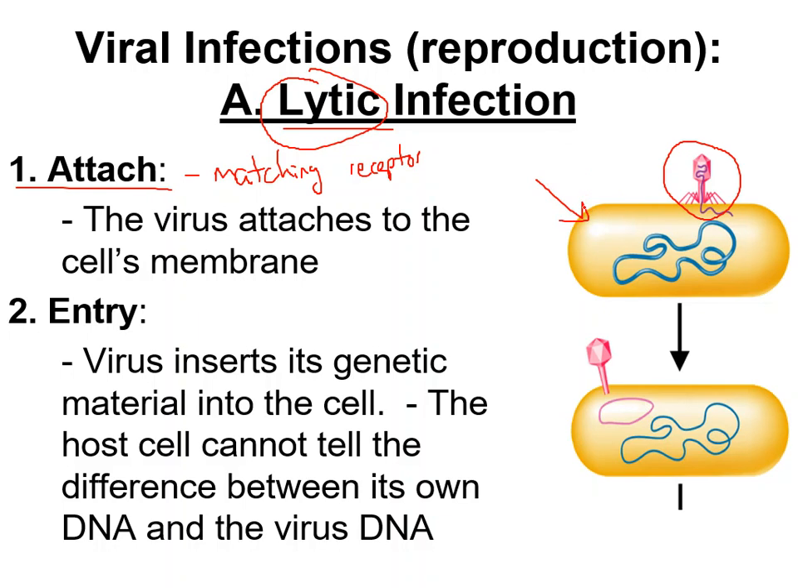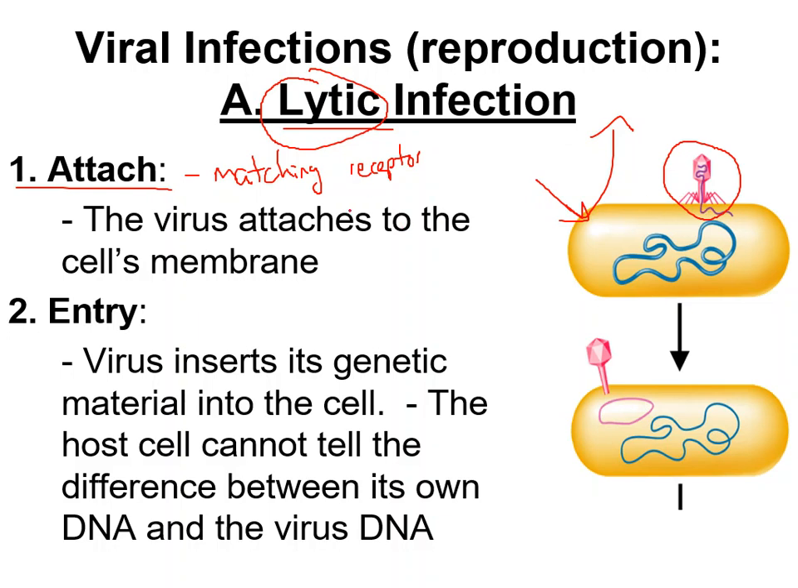If they bounce into a cell and the receptors don't match, guess what? They bounce right back off. And this is why bacteriophages don't infect human cells, because their receptors don't match. But if they do happen to match, then they do bind. And that's really all it is. It's random motion and the interacting of these surface receptor proteins. If they match, then there's binding. And if they don't match, then the cell and the bacteriophage or the virus bounce off each other and they go about their merry ways.